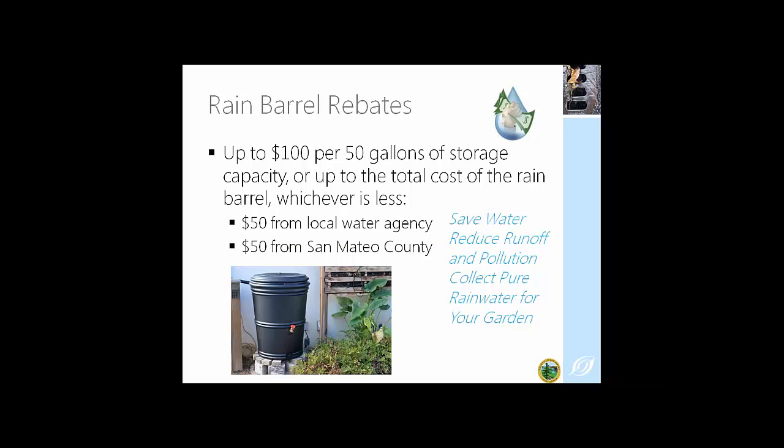Rain barrels. We also offer rain barrels. This item is what collects water off of your roof when it rains, and so instead of using water from your sink, using water from your hose, you collect it straight from the sky. You don't have to pay for it, it's free. And you also receive a rebate from your local water agency and San Mateo County. So half and half. Half comes from the county, half comes from your agency if they participate. But either way, you're getting at least $50 back on a 50-gallon storage rain barrel.